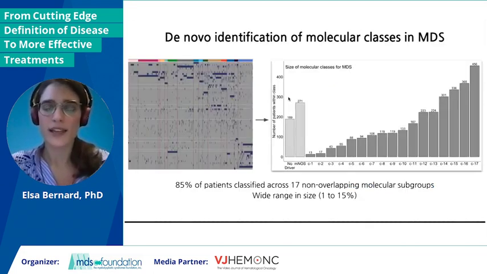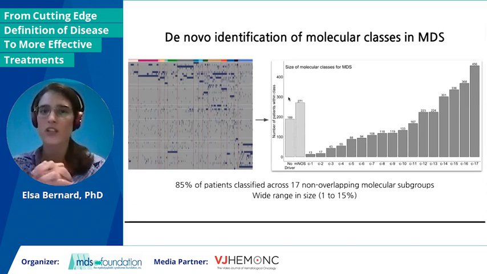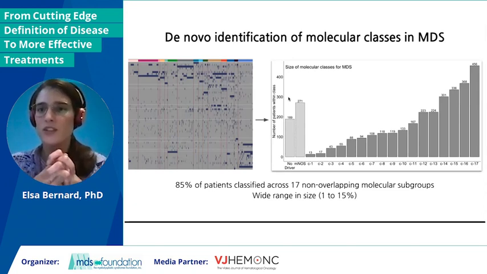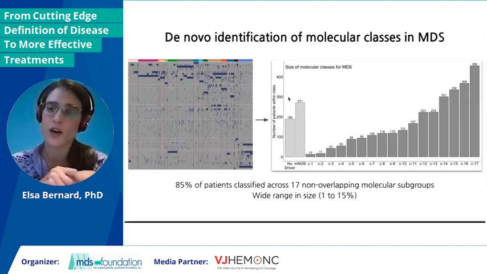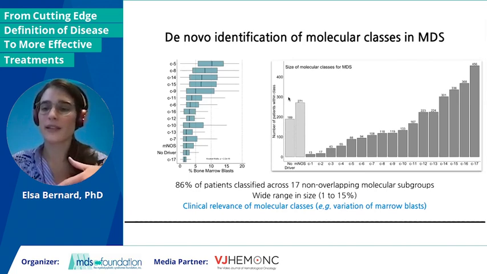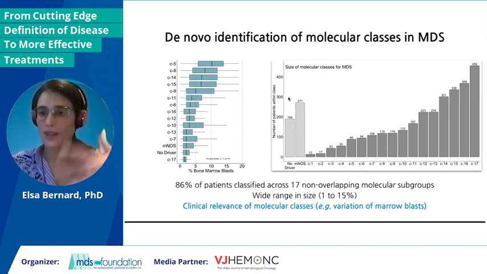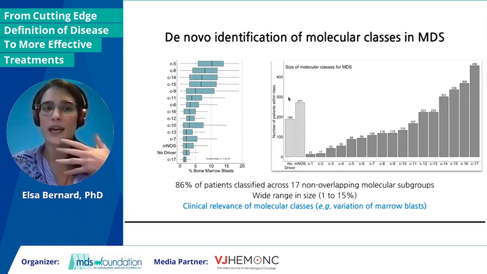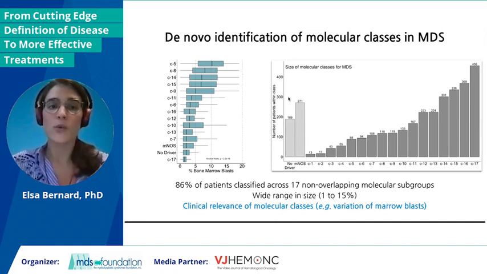So in the IWG data, by performing such integrative clustering approaches, we identified 17 non-overlapping molecular subgroups that classified 86% of patients, and that varied in size, ranging from very small classes of 1% of patients to larger classes of 15% of patients. And of course, I will not detail each one of those subgroups, but highlighting their clinical relevance, we observe strong variation in the distribution of bone marrow blasts across the classes.